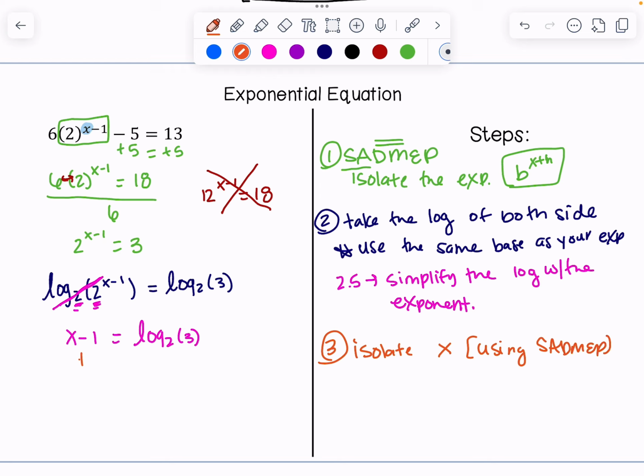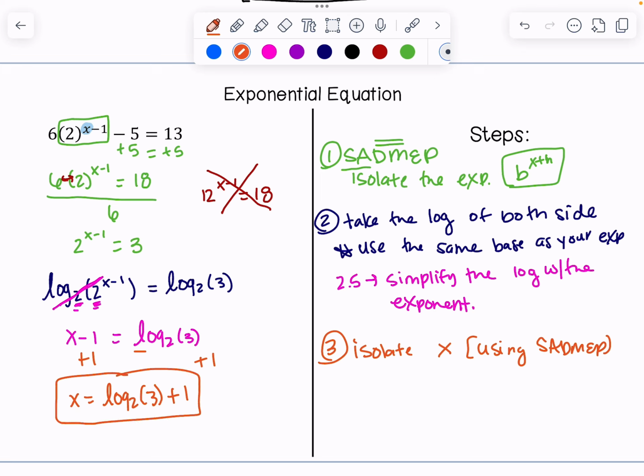So all I need to do is add 1. Now I've already taken the logarithm, so this is not going into the logarithm. That's its own thing. It's going to the outside. So I get x equals the log base 2 of 3 plus 1. And that would be our final answer here.